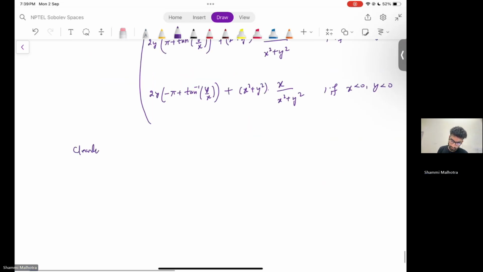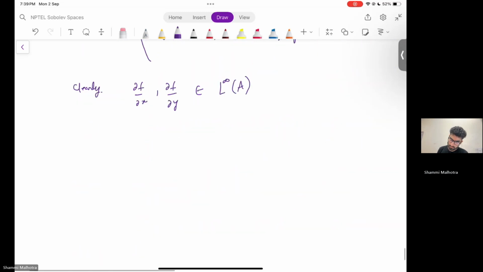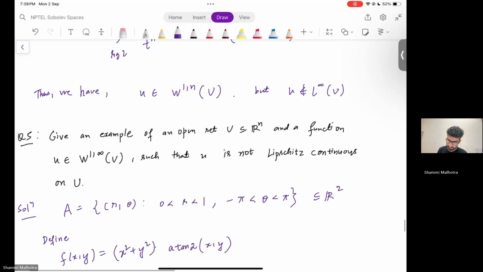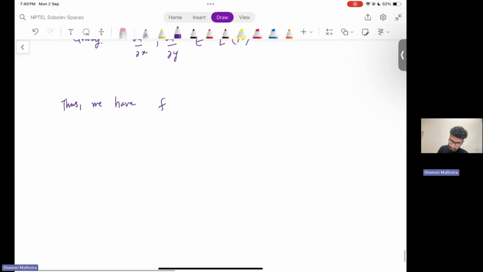So clearly, the x and y axes are of measure zero. So clearly, we have that del f by del x and del f by del y belong to L infinity of A. Thus, finally, we have the function which I have defined, f, to be in W^{1,infinity} of A.